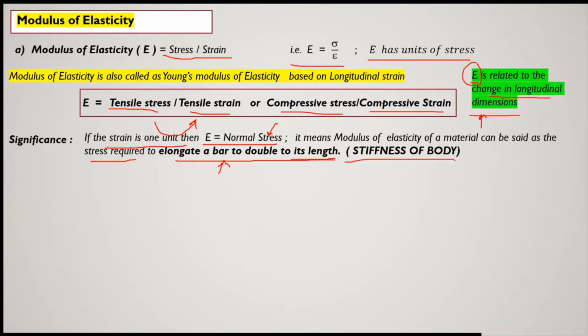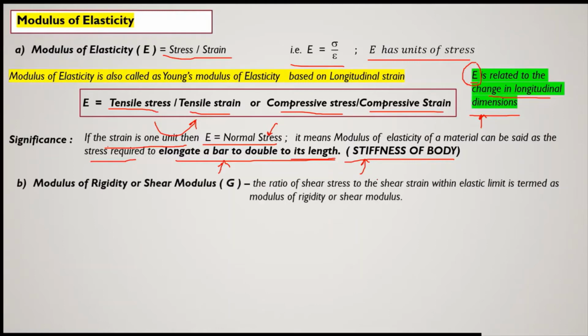So that means we can say that modulus of elasticity basically gives us an idea about the stiffness of the body. That means how stiff that material is. Then there is modulus of rigidity. Another type is modulus of rigidity, or shear modulus. The name itself indicates that it will give us the idea of how rigid that material is.